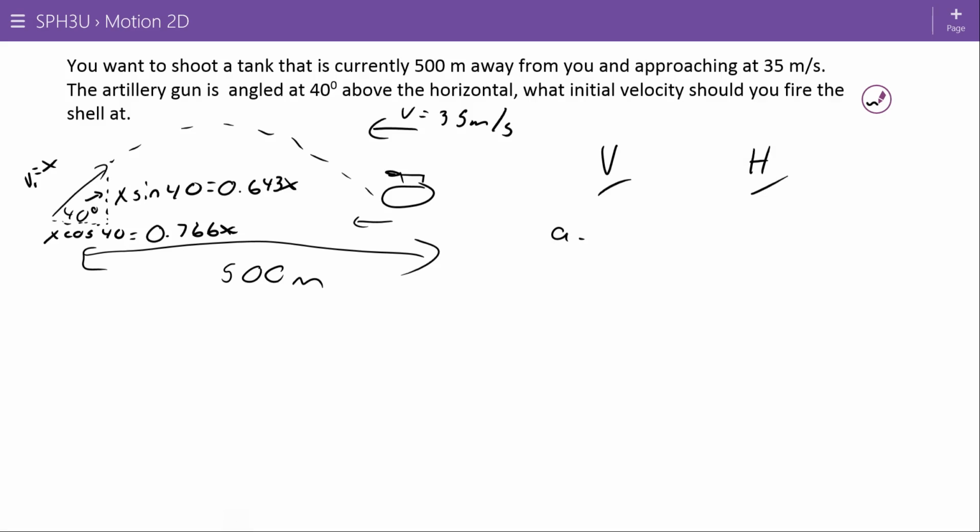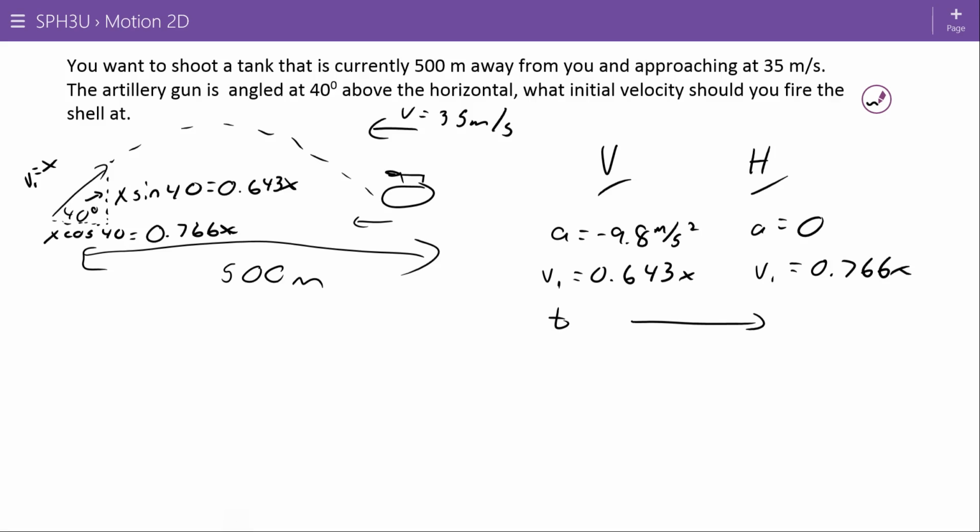Now let's summarize our information in the vertical and horizontal direction as we usually do with projectile problems. The acceleration is going to be negative 9.8 meters per second squared in the vertical, and 0 in the horizontal, that's our usual projectile thing. V1 in the vertical, we don't know exactly what it is, but we know that it's 0.643x. And in the horizontal, again, we don't know an exact value, but we have a relationship, 0.766x. We're going to include time in both dimensions because the time is going to connect these two things. The time that the projectile is in the air is going to be the time that it takes to come down, or the time that it has to move horizontally.